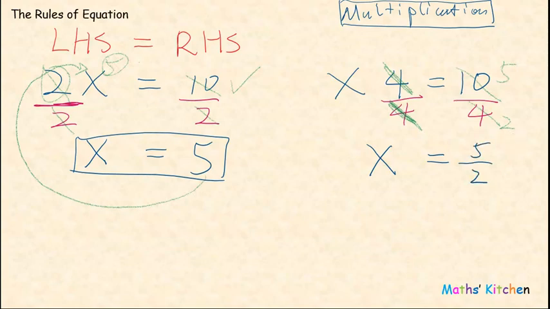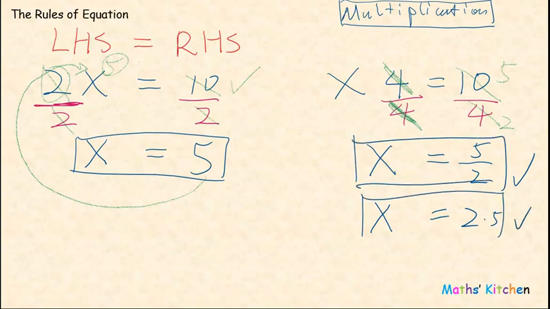If you want to, you can do decimal point. That's 2.5. It's same. Both of answer are correct. That's how we solve multiplication equation.